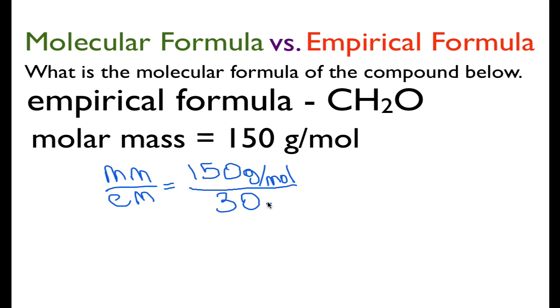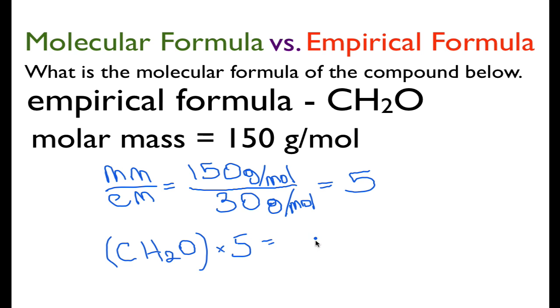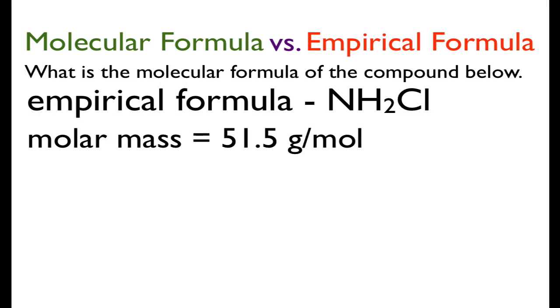So this is 30 grams per mole, and that means that this is going to be 5, which tells me that I have 5 empirical formulas in my molecular formula. So I'm going to take CH2O, and as I did before, I'm going to multiply that by 5, and that is going to give me C5H10O5: 2 times 5 is 10, and oxygen 1 times 5 is 5. That is the molecular formula for a compound that has this empirical formula and this molar mass. And that is the compound ribose, which is a simple sugar, a monosaccharide. Okay? All right, let's see if we can do one more.